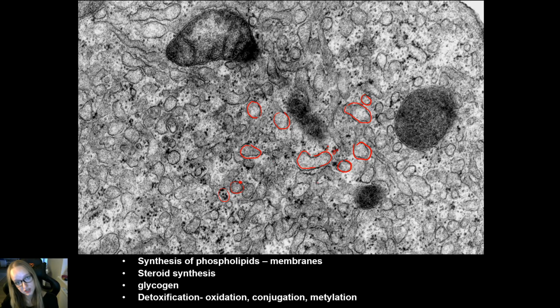And what are the functions of smooth endoplasmic reticulum? It is the synthesis of phospholipids, so basically the synthesis of membranes, and also steroid synthesis, glycogen storage and synthesis, and also the cleavage of glycogen, and also detoxification. So it can oxidize, conjugate, and do methylation.